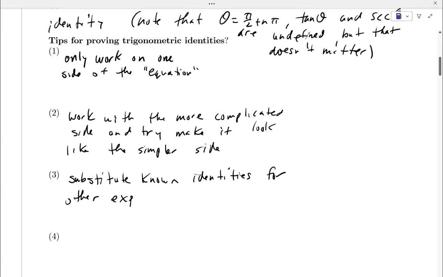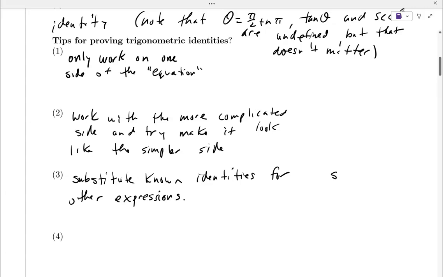What do I mean by that? So maybe you have an expression that looks like sine squared x plus cosine squared x, and you have that in what you're trying to simplify. Well, what could you replace that with? What do we know that sine squared x plus cosine squared x equals? 1, right? So this is what I mean by doing substitution. I see this expression, I replace it with a 1.